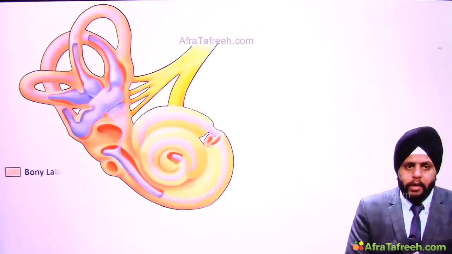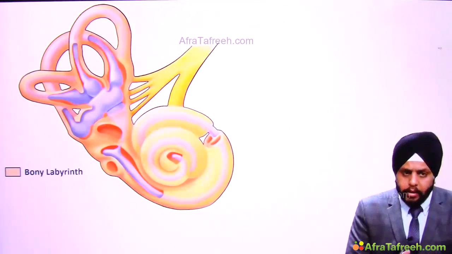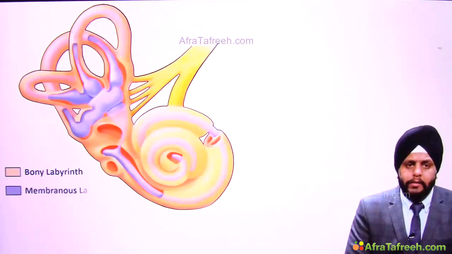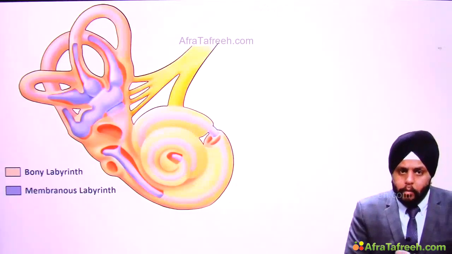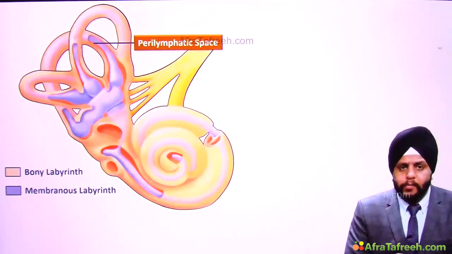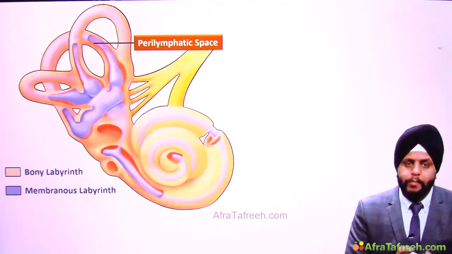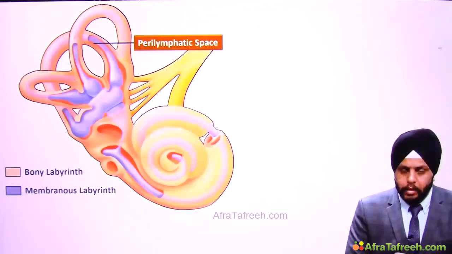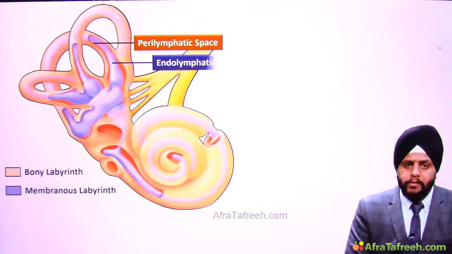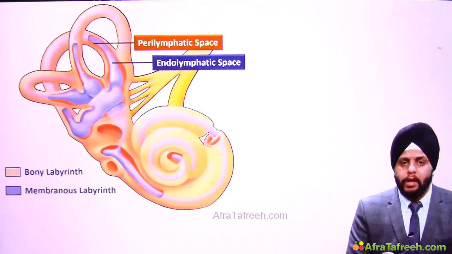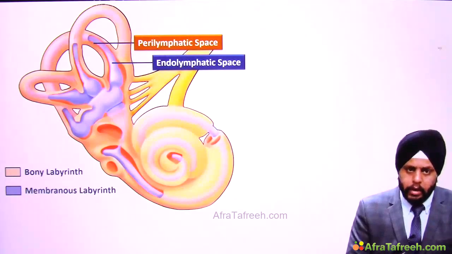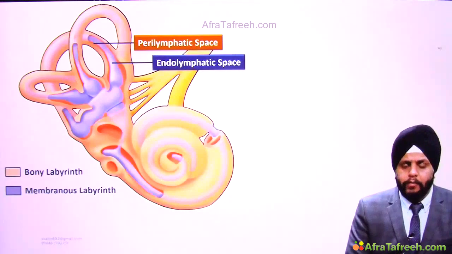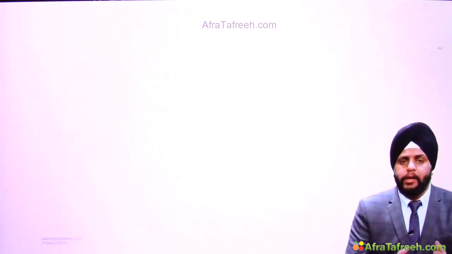Over here you can see the yellow color, that is the bony labyrinth, and you can see the blue color, that is the membranous labyrinth. Between the bony labyrinth and the membranous labyrinth, the space is filled with perilymph, so it is known as the perilymphatic space. Inside the membranous labyrinth the space is filled with endolymph, so it is known as the endolymphatic space. So we have the perilymphatic space and the endolymphatic space. That was one way to study the inner ear.